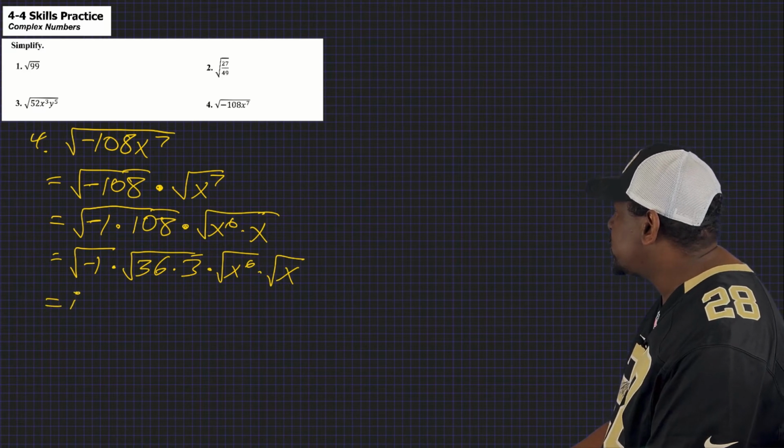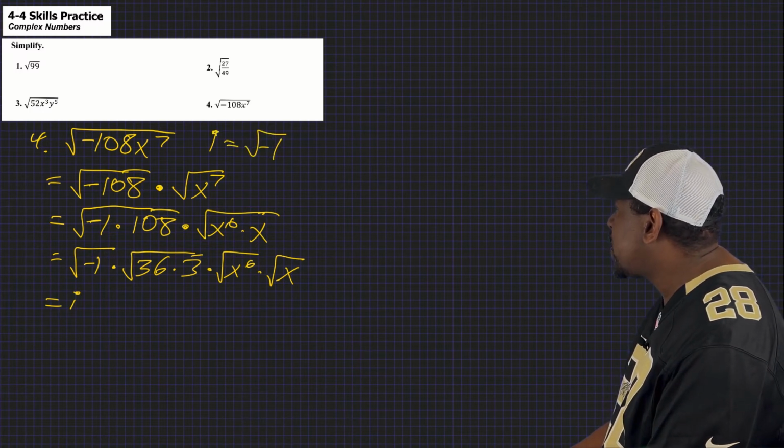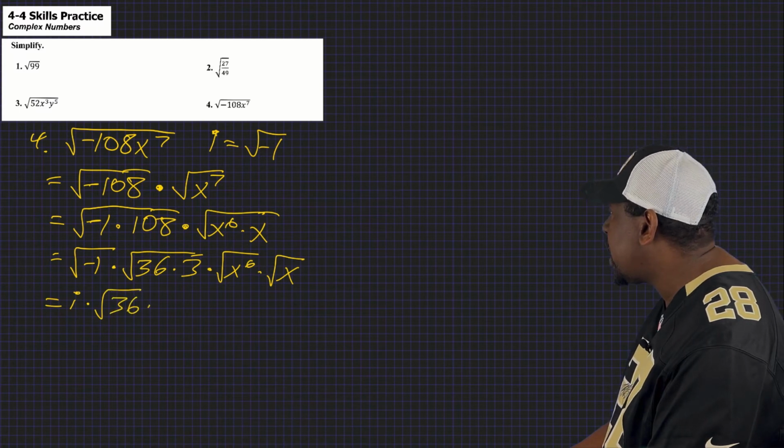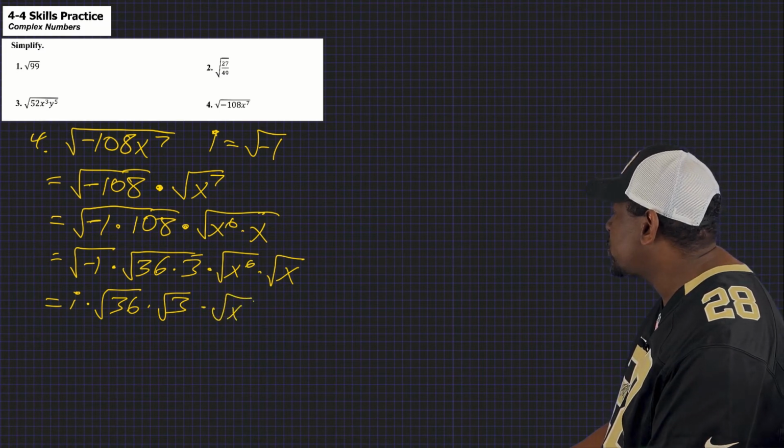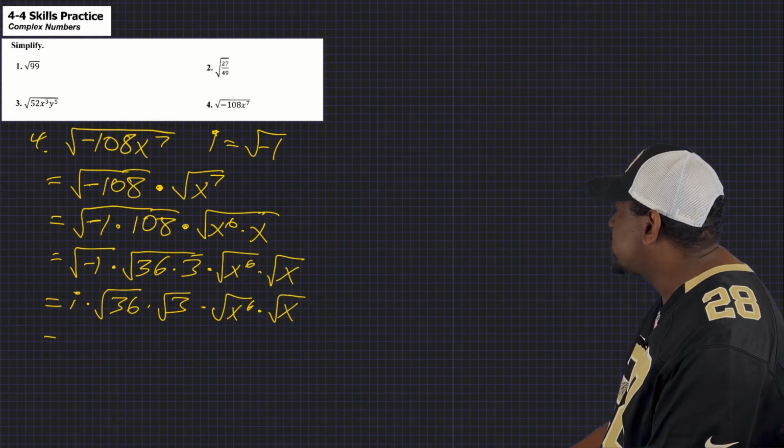And so now we can take the square root of x to the 6th. We'll take the square root of x, which is the other factor. And now you just start simplifying the radicals. i is equal to the square root of -1. So in place of the square root of -1, we put i. The square root of 36, we want to rewrite that. We want to take the square root of 3, which are the two factors of 108. The square root of x to the 6th, and we have the square root of x.